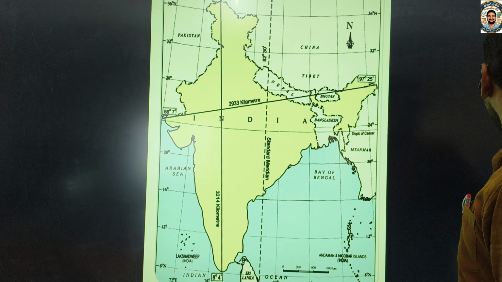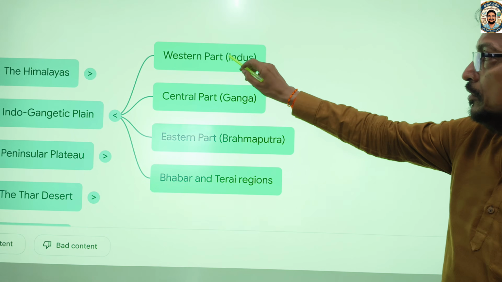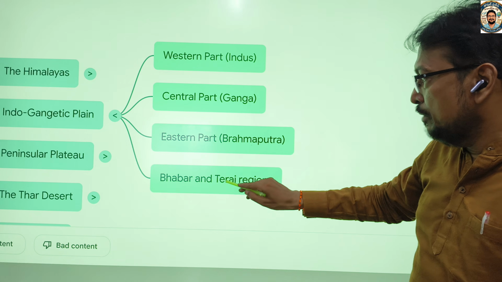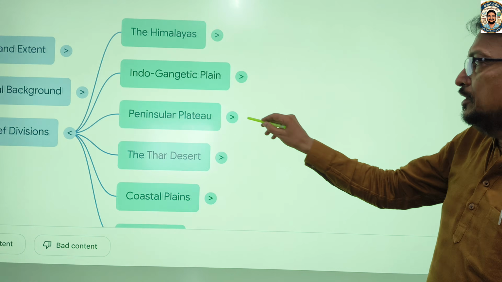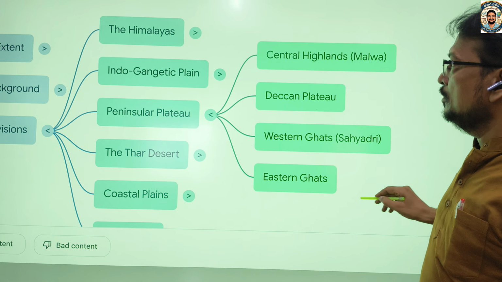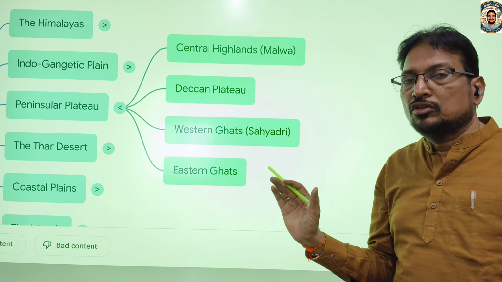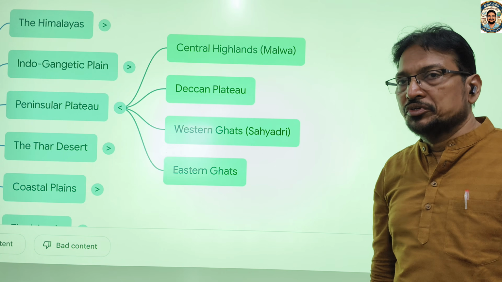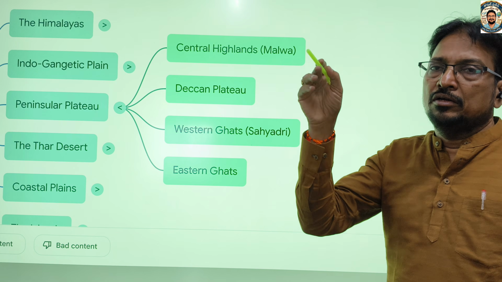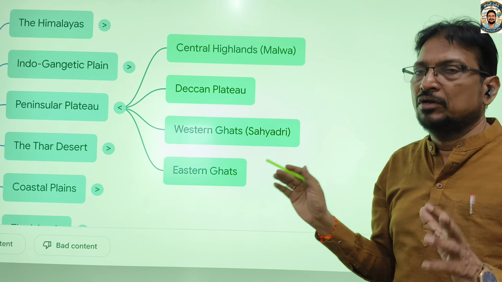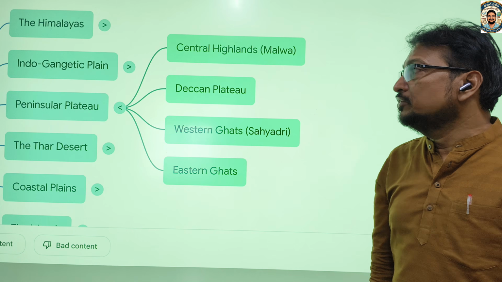In the flow chart again, Babar and Terai are complete. Next, the Peninsular Plateau. In the Peninsular Plateau, what are the parts? On the north-west side, there is the Malwa Plateau, which is related to some part of Madhya Pradesh, near the Vindhya and Satpura mountains area. It is one of the tablelands of the plateau. It is also called the Central Highland.